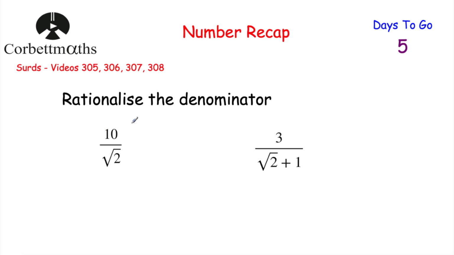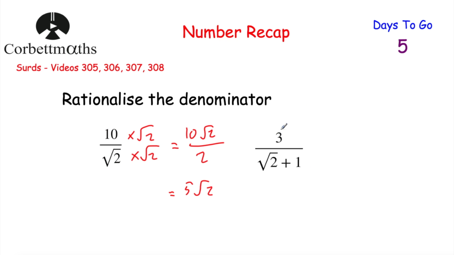So if you were asked to rationalise the denominator of 10 over root 2, you just multiply both the numerator and the denominator by root 2. So you multiply both the numerator and denominator by root 2. 10 times root 2 would be 10 root 2, and root 2 times root 2 would be the square root of 4 or 2. So it'll be 10 root 2 over 2, and 10 lots of root 2 divided by 2 would be 5 lots of root 2, and that's it. So you multiply both the numerator and the denominator by the surd on the denominator.